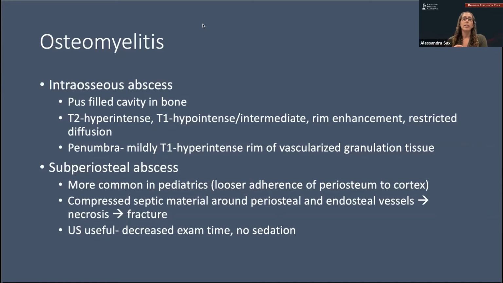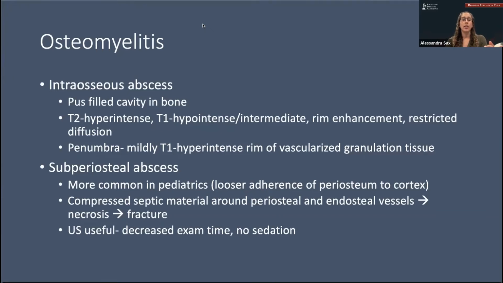And then what we can see is this penumbra. So that's going to be this mildly T1 hyperintense rim of vascularized granulation tissue. This can kind of help us differentiate intraosseous abscesses from other entities, such as tumors, for instance.